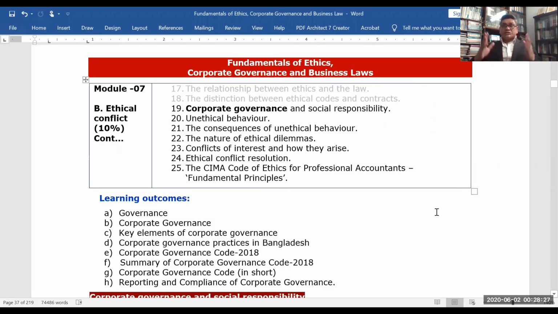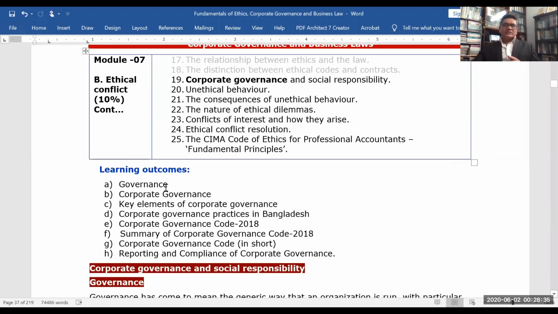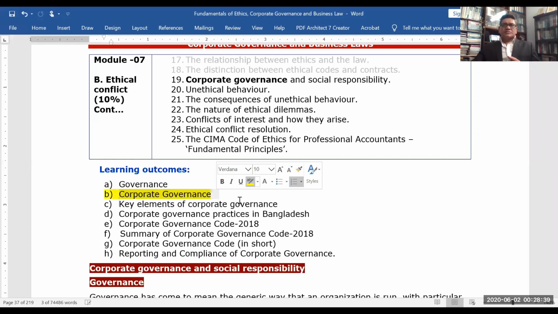So it's for today. Today we discussed corporate governance. It's a vital part. And key elements of corporate governance practices in Bangladesh, corporate governance code 2018, and a brief of corporate governance code 2018, and reporting and compliance of corporate governance.